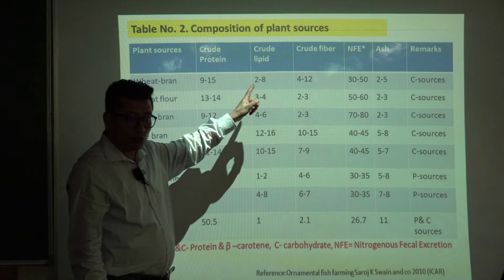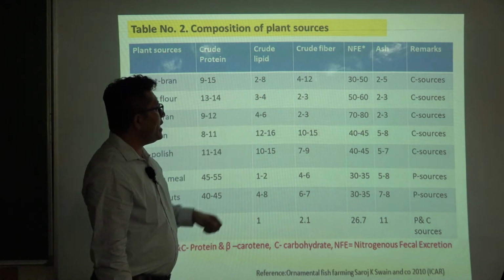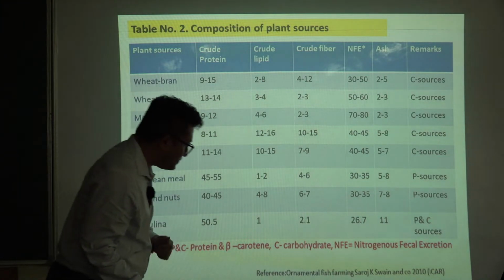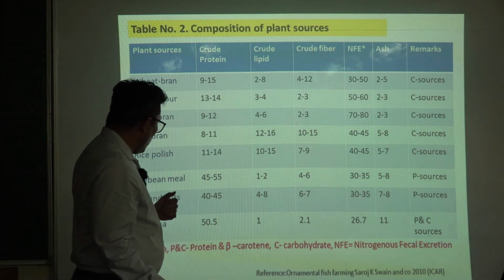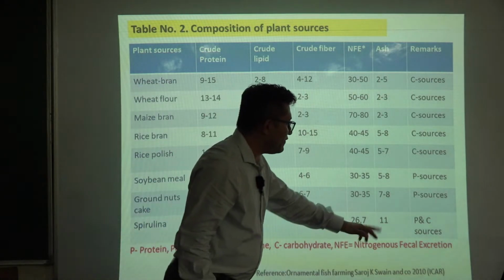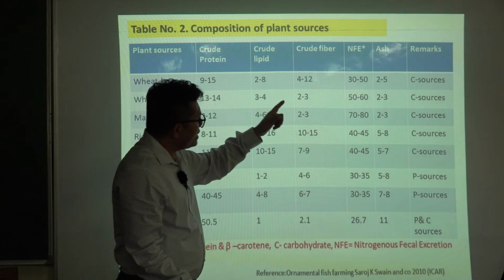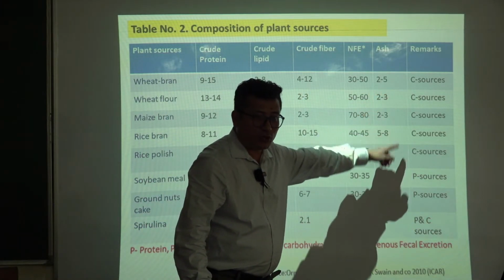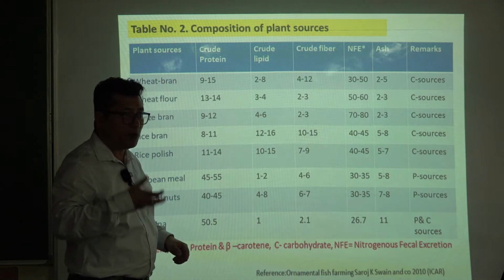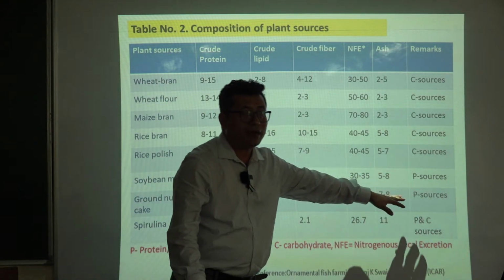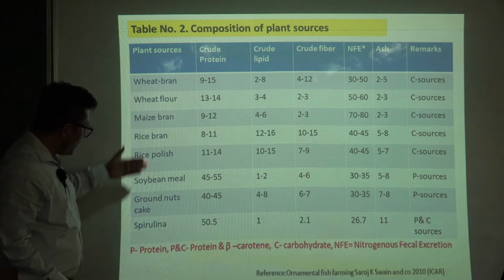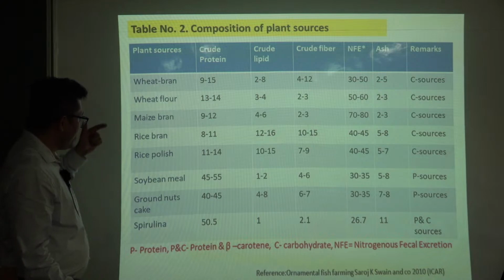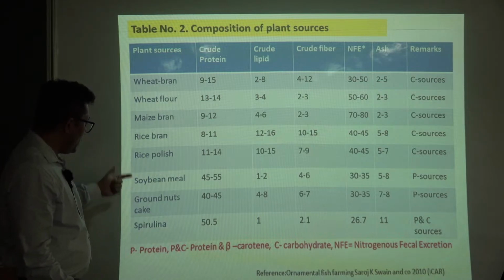Like that, crude lipids are also here, 2 to 8, fibers 4 to 12, and then you also have nitrogenous faecal excretions. Also, they are mainly the protein sources and carbohydrate sources. If it has more protein, then you can call it a protein source. So these are the different things, like wheat flour, maize, rice, rice polish, soybean meal, groundnut oil cakes.